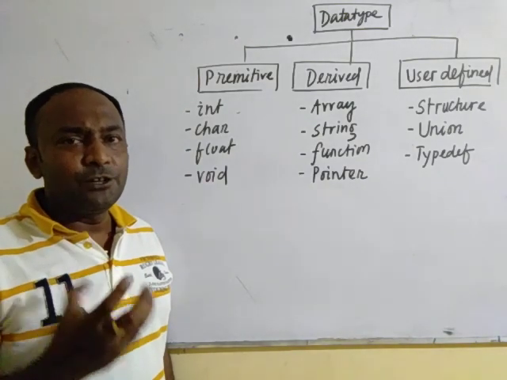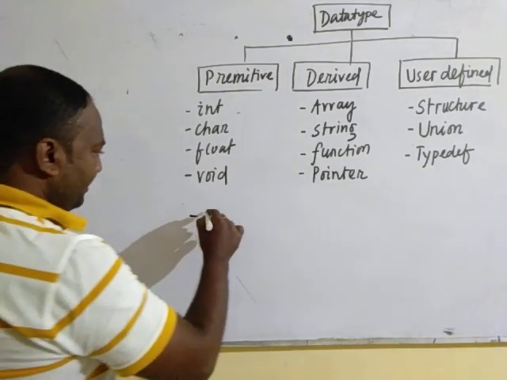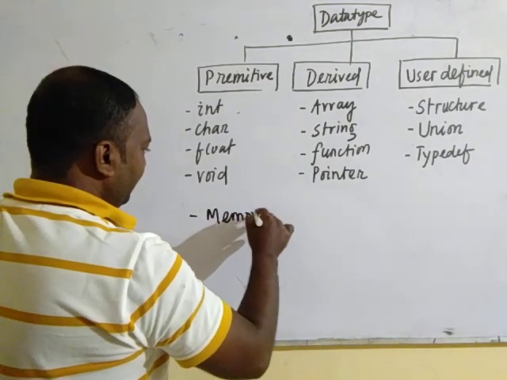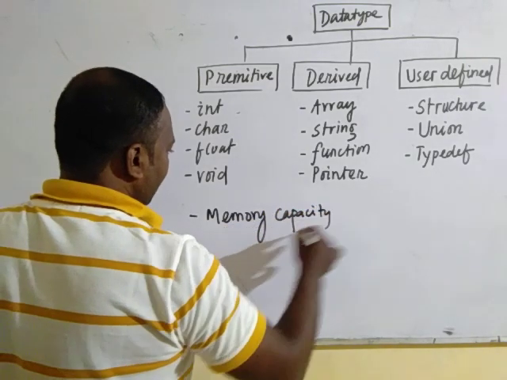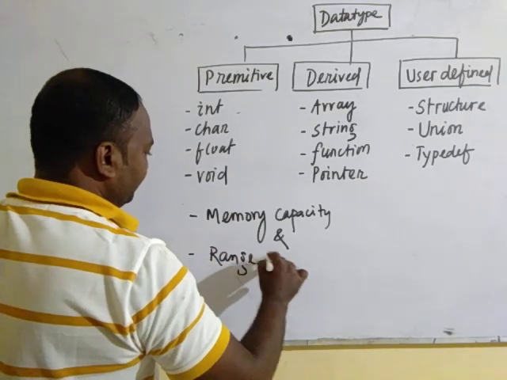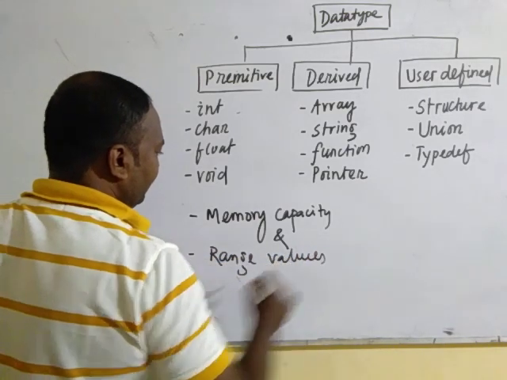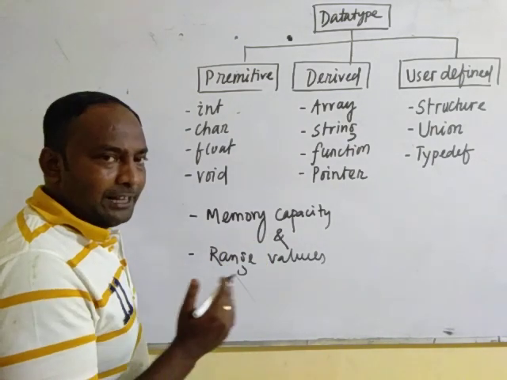Second thing is, data type also defines or determines the memory capacity. Two things: what is the memory capacity, and what is the range of values? What will be the memory capacity and what will be the range of values?